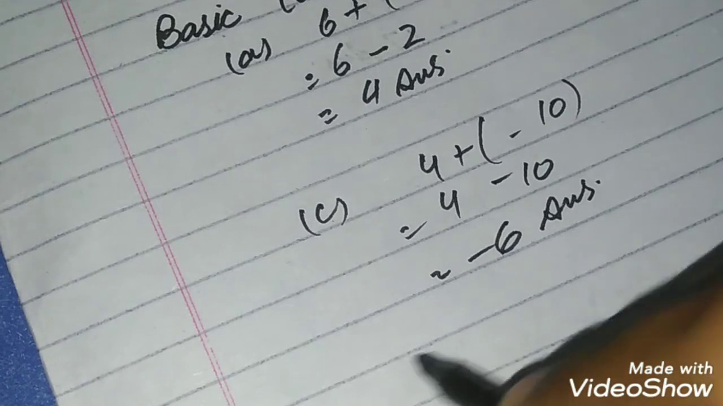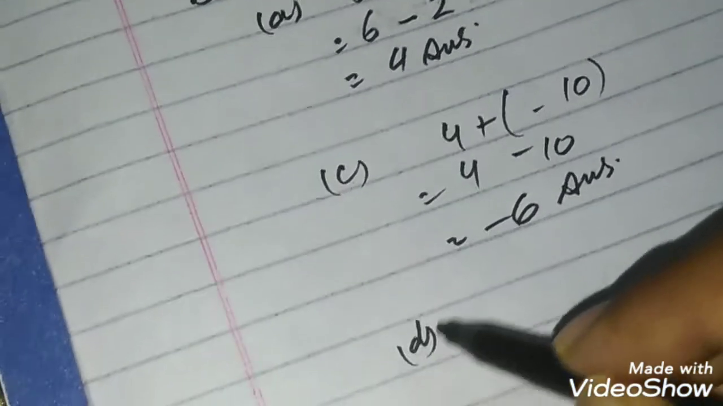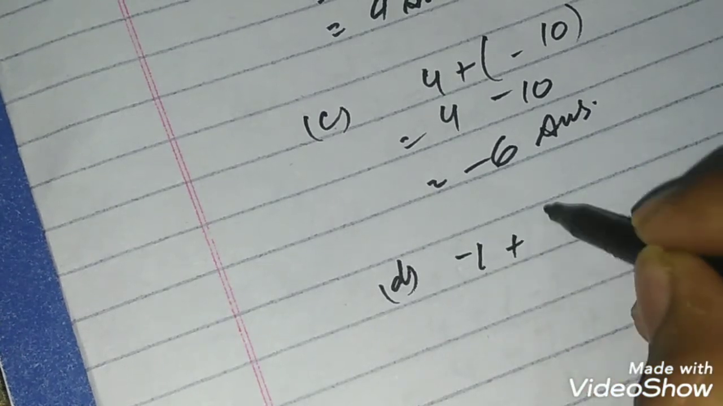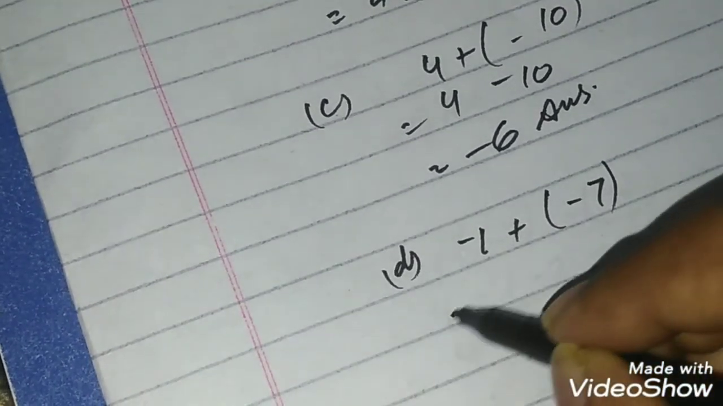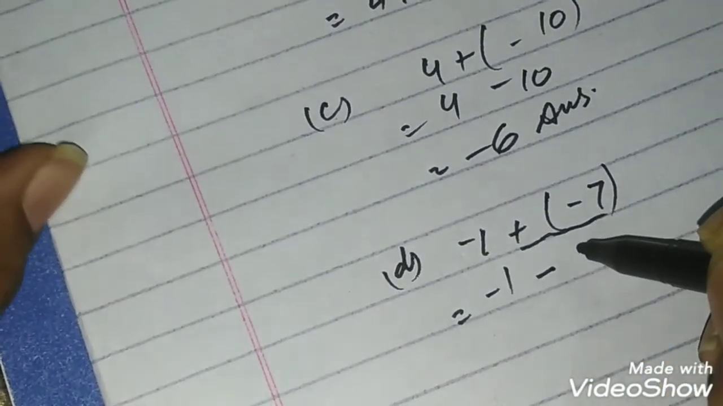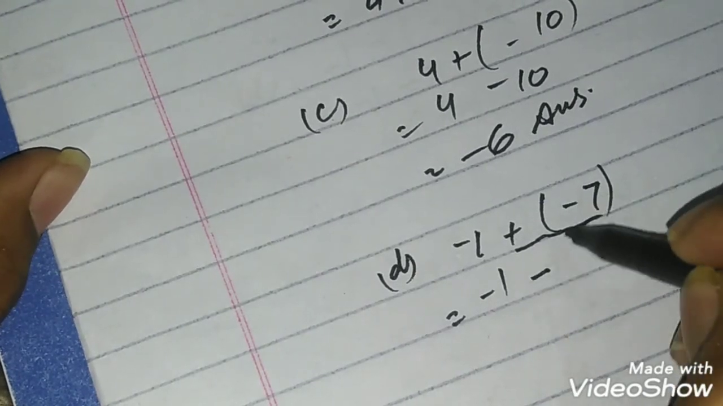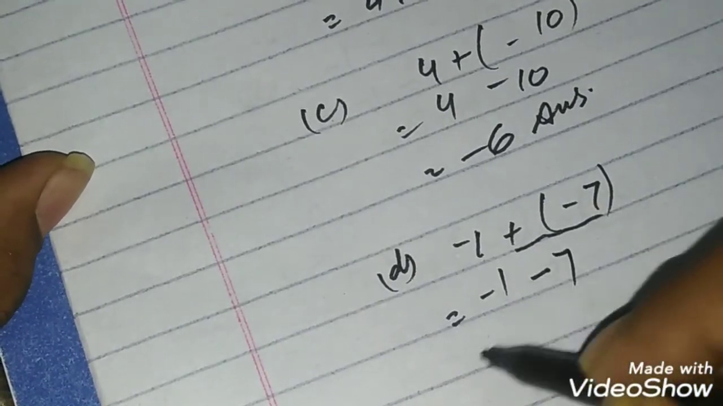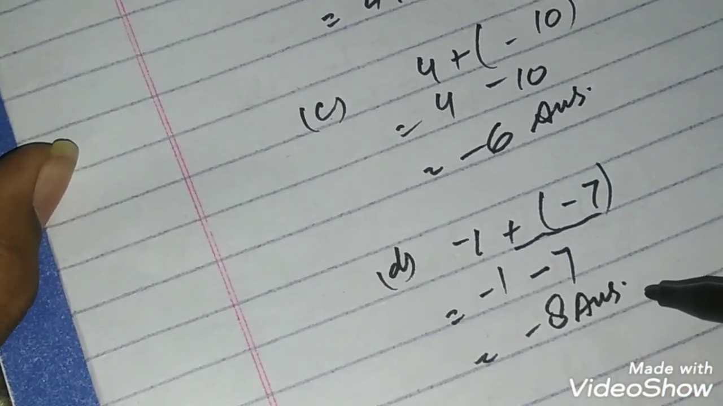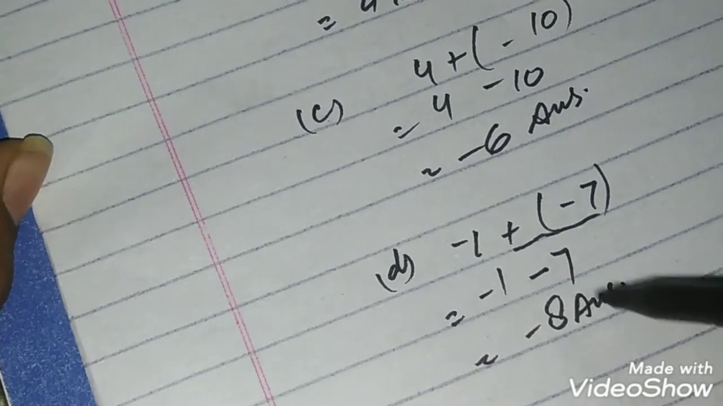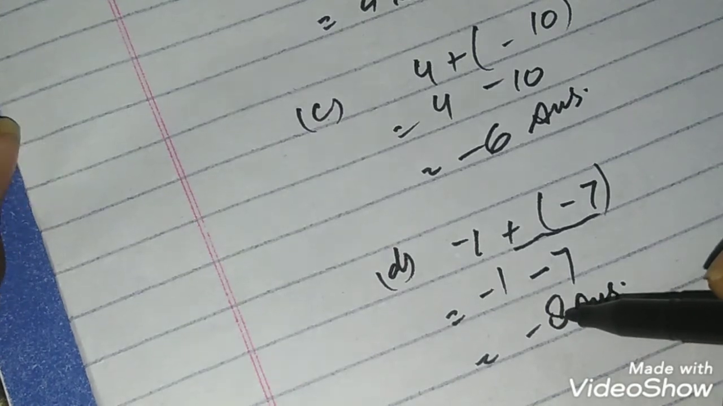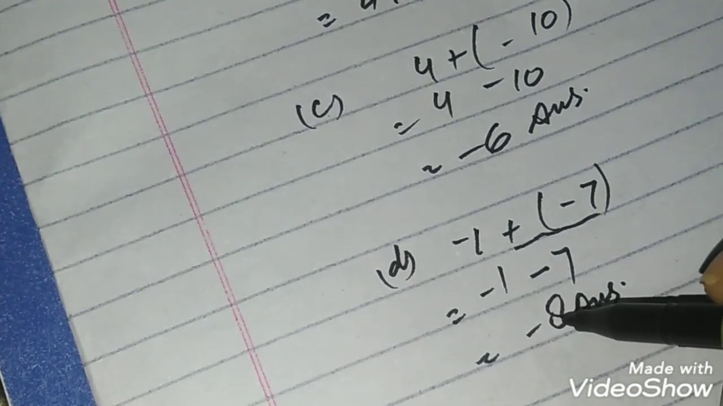Okay, now D part. Minus 1 plus bracket start minus 7 and bracket close. Minus 1 plus minus minus, this firstly we will solve, plus minus minus. Okay, and then 7 and 1 gives minus 8 as the answer. Okay, students, now the other parts you will solve by yourself, and question number 2 is the same as question number 1. That's why you will solve question number 2 as well.